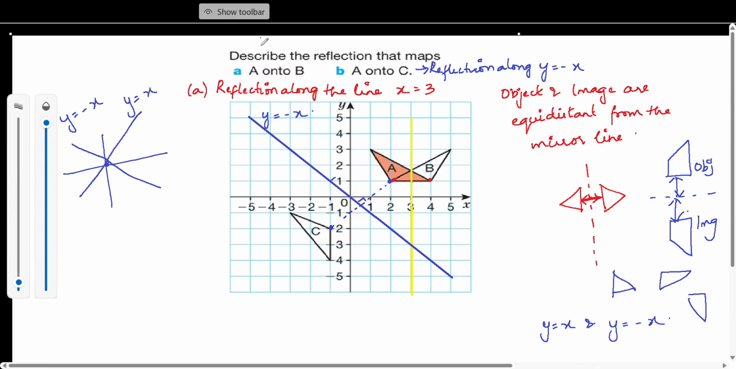Likewise, whatever is the distance between this point and the mirror, extend the same distance here. So that point reflected comes here. And then here, again draw a perpendicular line, measure the distance, and extend the same distance on the other side. Once you get the three vertices, join them to get your shape. So this is how you have to typically perform or illustrate a reflection.